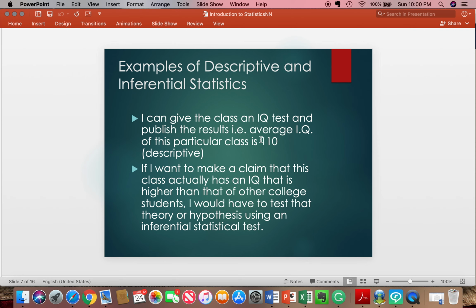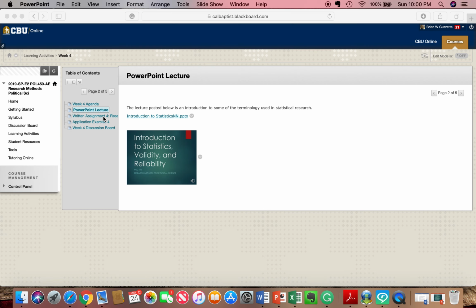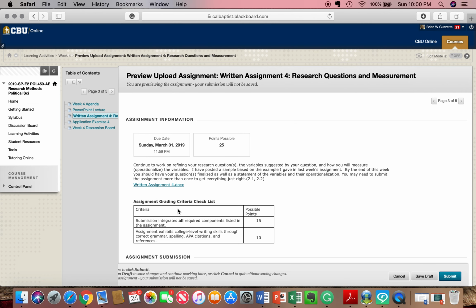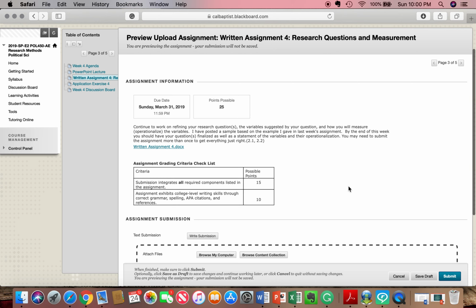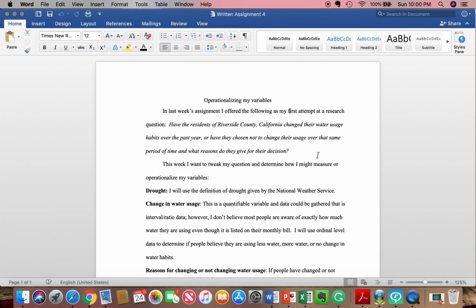What questions am I going to ask? Who am I going to ask them to get the data to answer my questions? And that is the path of travel that we are going to go down this week with our written assignment. With our written assignment this week, we're going to continue to refine our research question, the variables suggested by your question, and how you will measure or operationalize the variables. I have an example for you here, and that is going to be our written assignment 4.